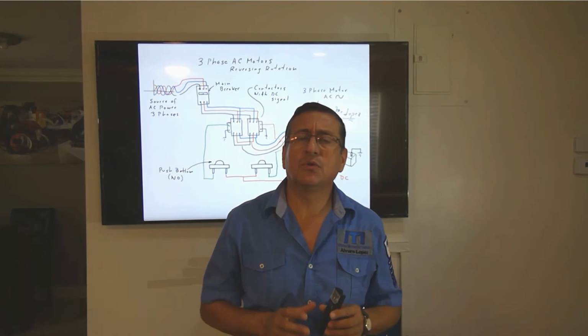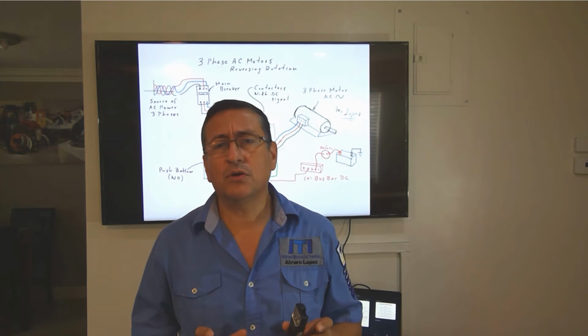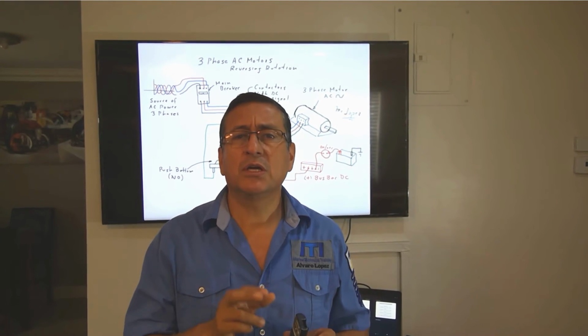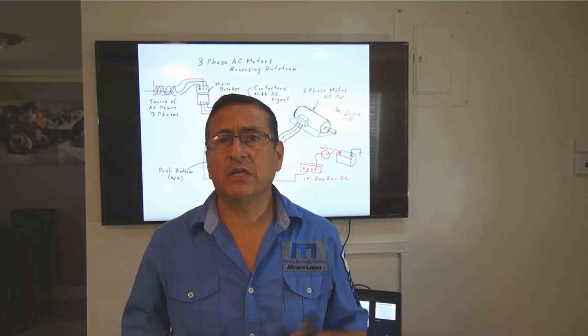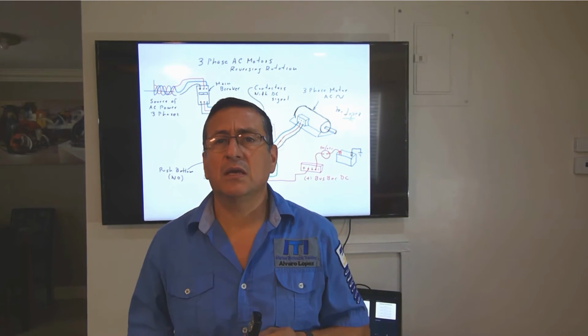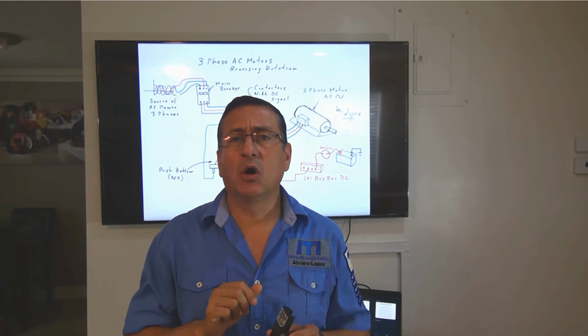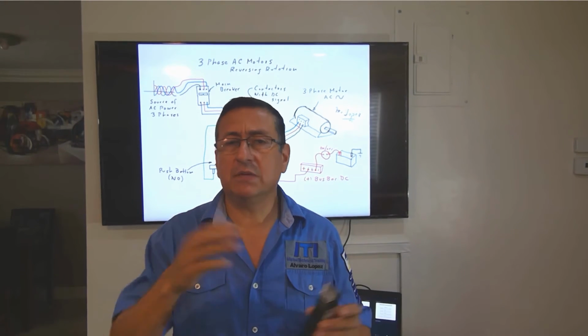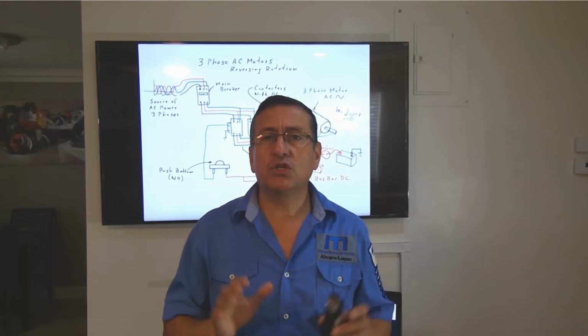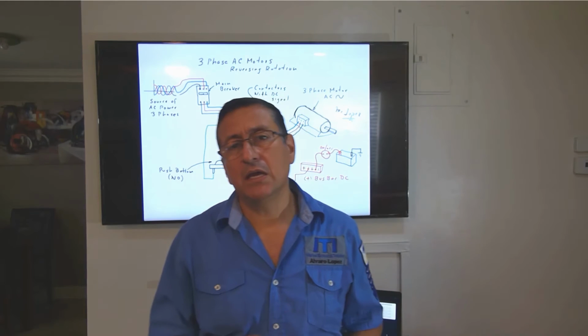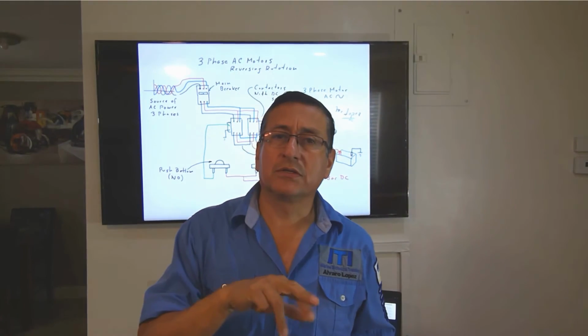What is the procedure to reverse rotation in a 3-phase motor? Basically, you need to switch 2 phases. Suppose that you have 3 phases, A, B, and C. You can switch A with B, or B with C, or A with C. Doesn't matter. You switch 2 phases, and immediately the motor reverses the rotation.